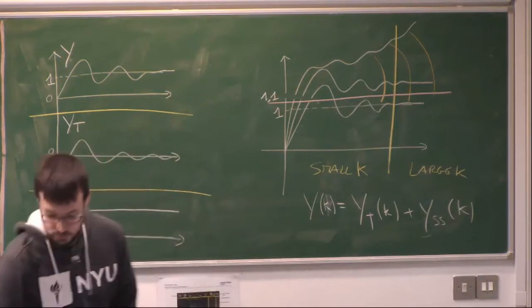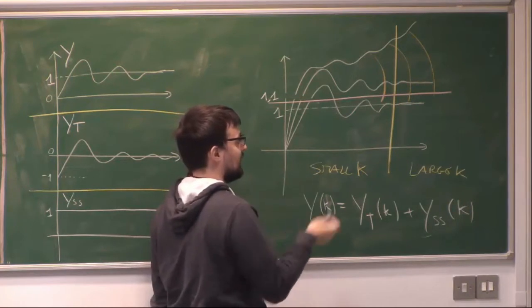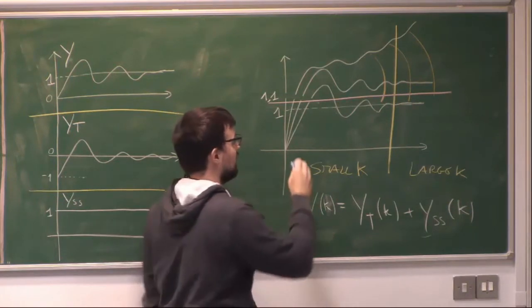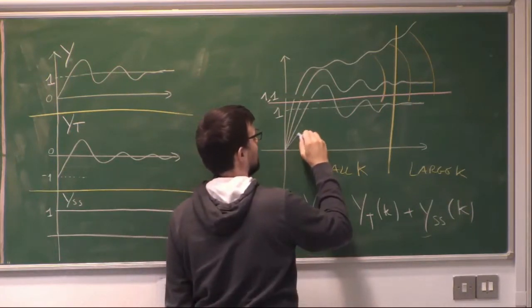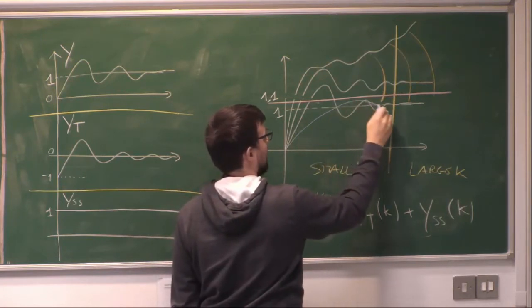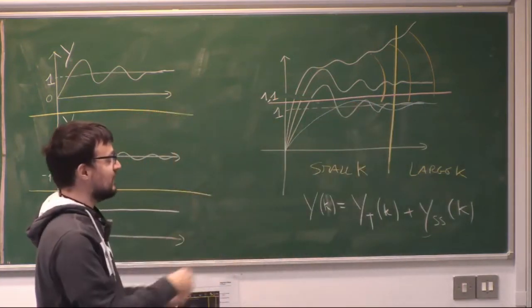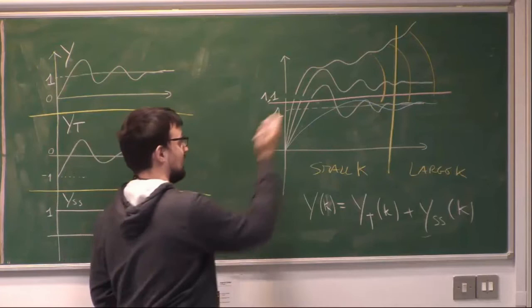A possible solution is that we produce a controller that makes the system move slower, so it reaches the 1 much slower. Okay, so that the overshoot will be small. So this is basically the idea to try to solve this problem.